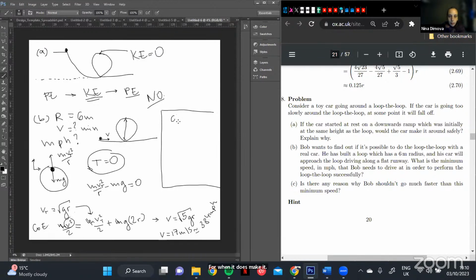Part C, they ask us, is there any reason why Bob shouldn't go much faster than the minimum speed? So in this case, you will see this in a number of problems where they ask you, okay, you looked at the idealized case, what happens in reality? And in this case, think about you going super, super fast in a car. If you're into F1 or something, you would know about the existence of a G-force.